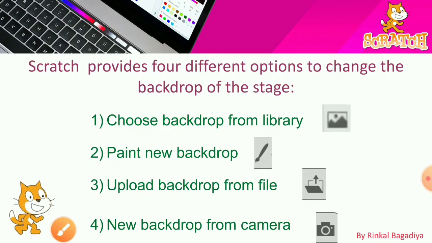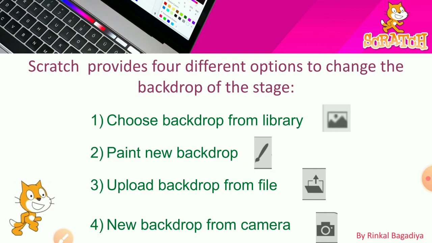Scratch provides 4 different options to change the backdrop of the stage. First is choose backdrop from library. Second, paint new backdrop. Third, upload backdrop from file. And last one is new backdrop from camera. These 4 options are the same as adding a new sprite. We can also add a new sprite using these 4 options, and we can also change the backdrop using these 4 options. These 4 options are the same for both a new sprite and a new backdrop.